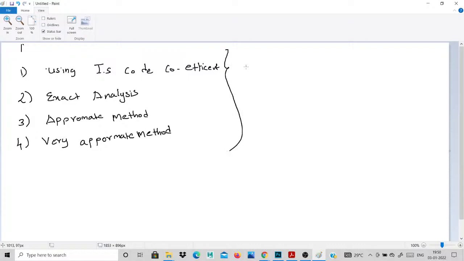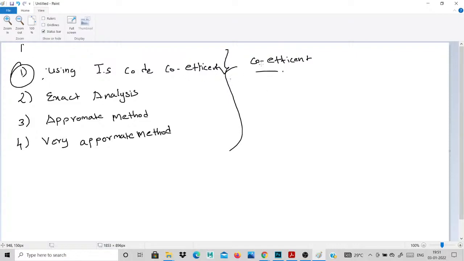Our methods are using the coefficient method. There are four methods: one is the IS code method, another is exact analysis, another is an approximate method, and the fourth is the very approximate method. Our using method is the first method, the IS coefficient method.